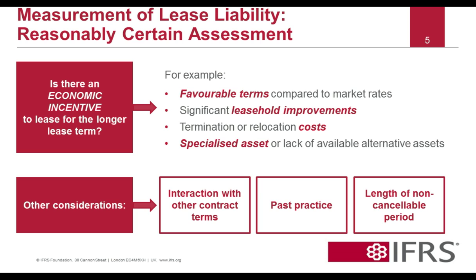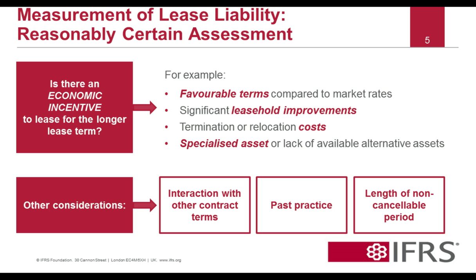This judgment won't always be straightforward though. Companies need to consider all elements of a lease contract when making the reasonably certain assessment, and there are other factors that might be relevant. Some examples are on the slide now. First, interaction with other contractual terms. It might be that when an extension option is considered in isolation, a lessee can't conclude that it's reasonably certain to extend. However, when considered within the context of other related contractual terms, the conclusion might be different.